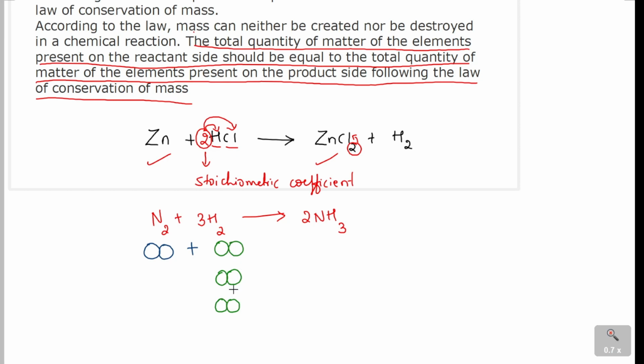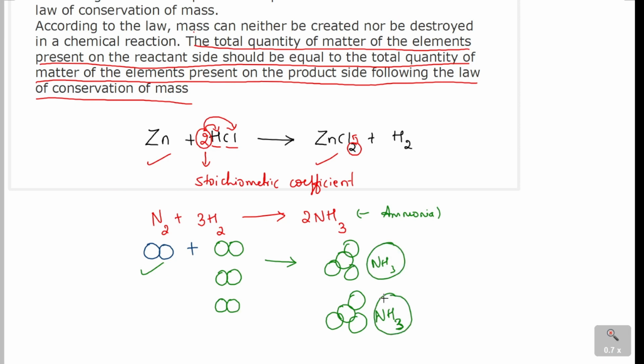Here we are having three hydrogen molecules, which will result in the formation of two ammonia molecules. This NH3 is ammonia. This is one ammonia molecule. This is another ammonia molecule. Just for your understanding purpose, I have written how the things work. This is one N2 molecule which combines with three hydrogen molecules to form two ammonia molecules.